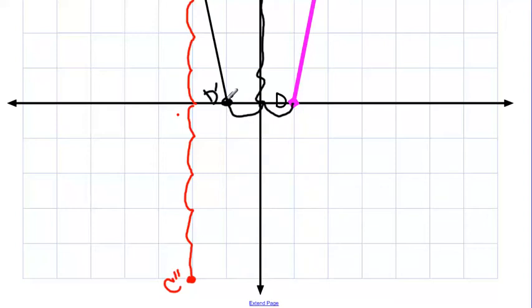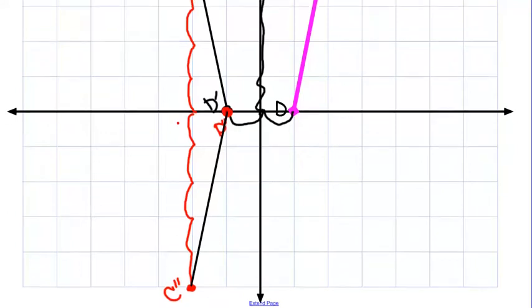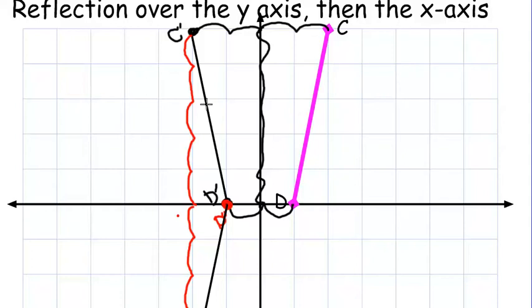D, D is right on the axis. So D prime and D prime prime are the exact same spot. So now I connect those, and this is my final answer. So I have reflected it once over the y-axis, then again over the x-axis. Be careful, students make mistakes reflecting over which axis, so pay attention to that in the directions.